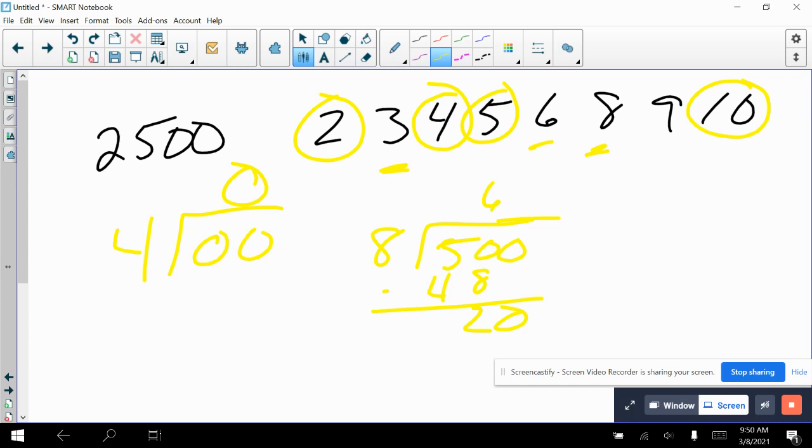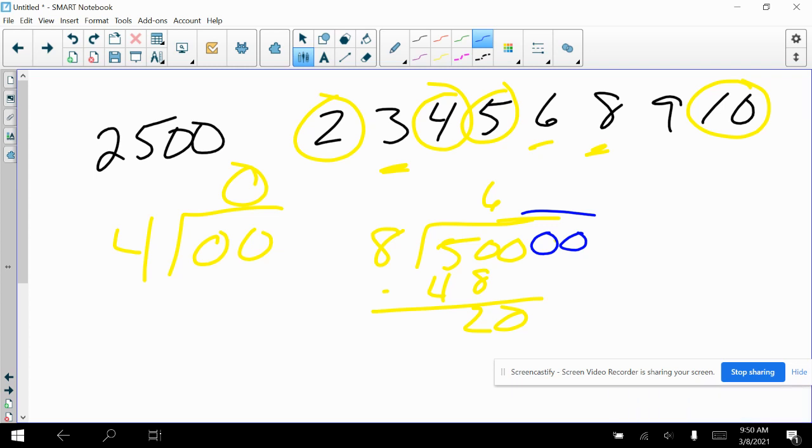Again, you're not adding zeros here, right? We're not annexing zeros. We don't keep adding zeros to divide to see if it comes out evenly. No, the number is the number and that's it. You don't keep dividing. Okay, and 9. Does 9 go into 7 evenly? No, it does not, right? So for 2,500, 2, 4, 5, and 10 are the only ones that work.